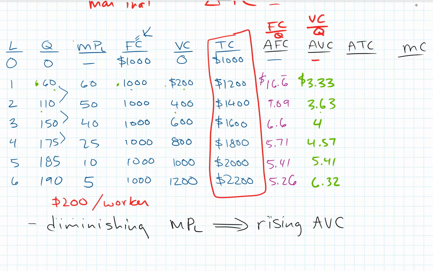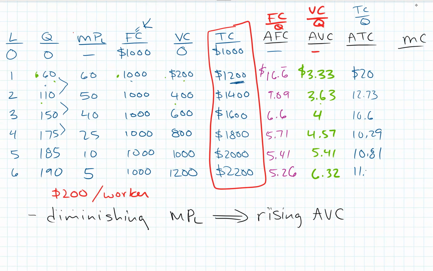Okay, average total cost is these two together. You can do it directly by taking total cost and dividing by quantity, or you can just add the two parts together. Either way is okay. So our average total cost starts at 20, and then we get to 12.73, and 10.6, 10.29, 10.81, and then 11.58. And so we notice something. It falls and then rises. So it's falling and then it's rising. Okay, so that's the second thing. I'll make a note at the bottom.